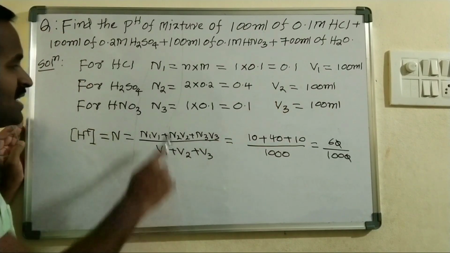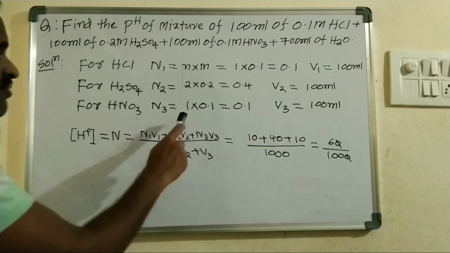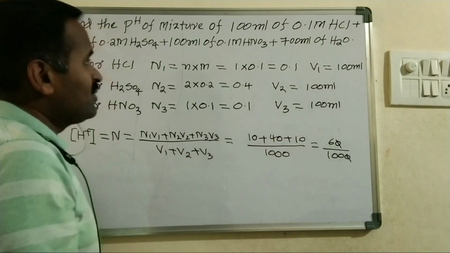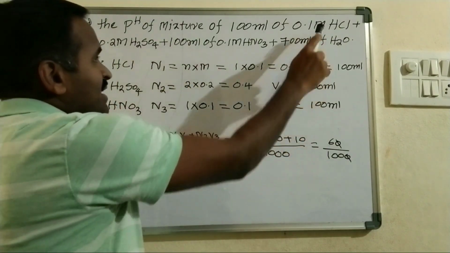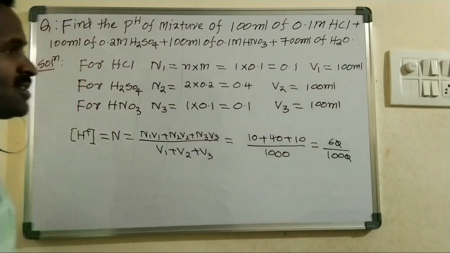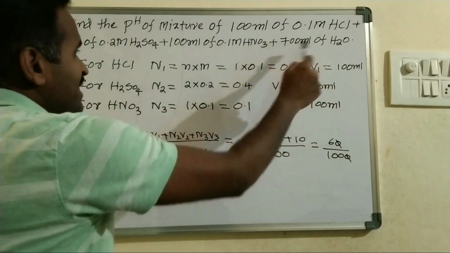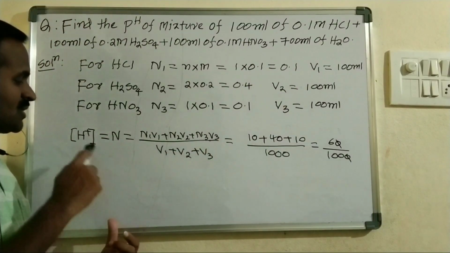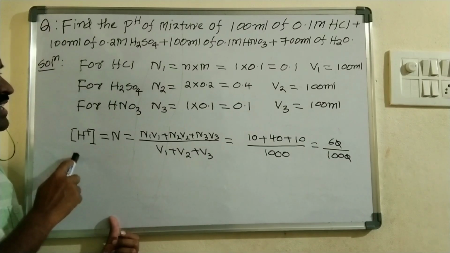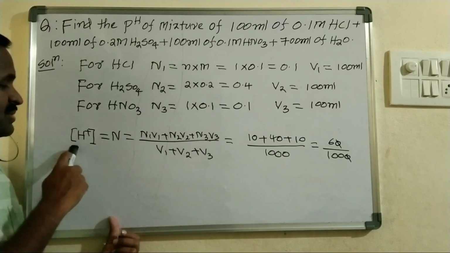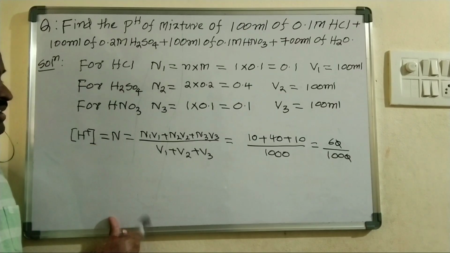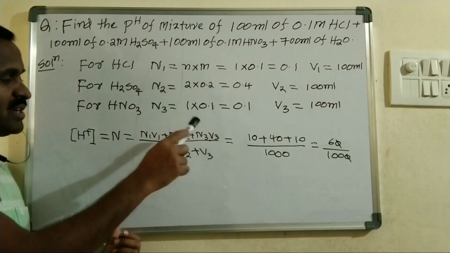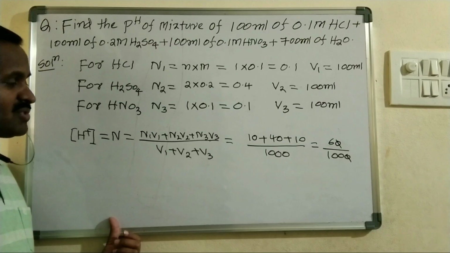For HNO3, N3 equals 1 into 0.1, you will get 0.1, and the volume is given as 100 ml. The H2SO4 volume is also 100 ml, and the HCl volume is also 100 ml. The total is 300 ml, and they made it up by adding 700 ml of water. The total volume is 1000 ml. For finding the pH, the H+ ion concentration is required. This H+ ion concentration equals the normality. Here the normality for the mixture of acids formula is N1V1 plus N2V2 plus N3V3 divided by V1 plus V2 plus V3.